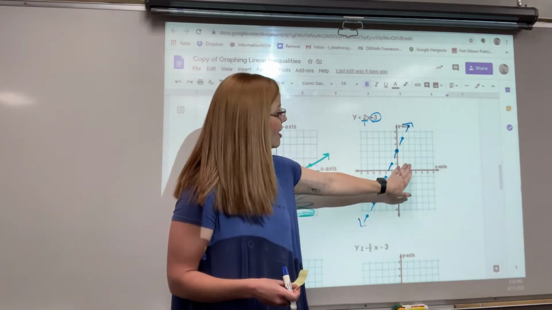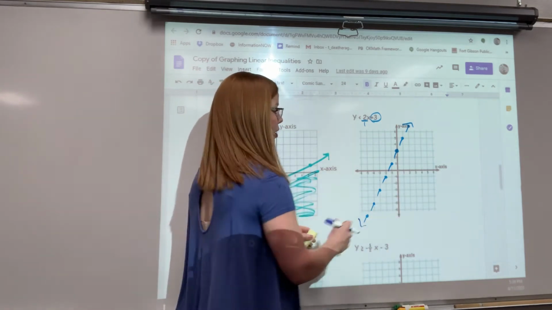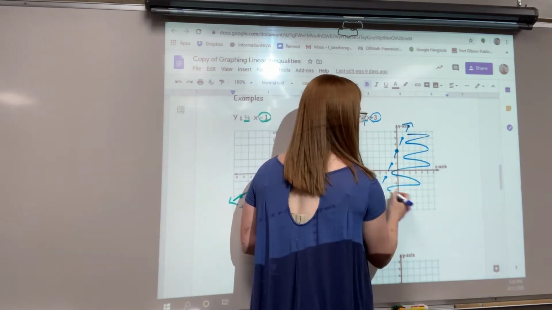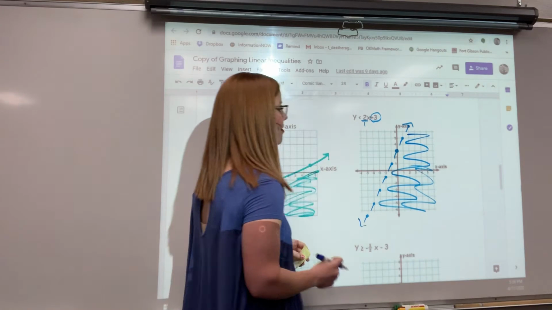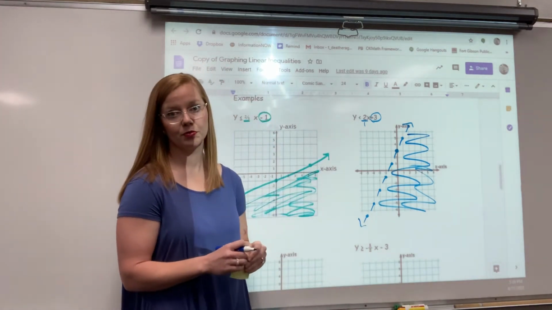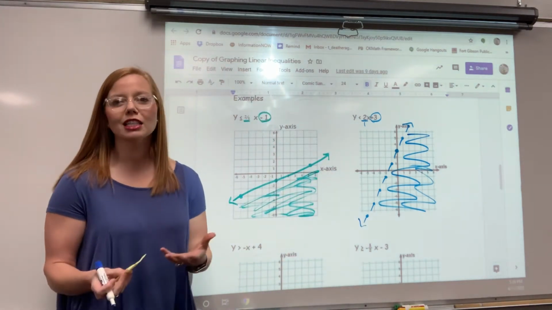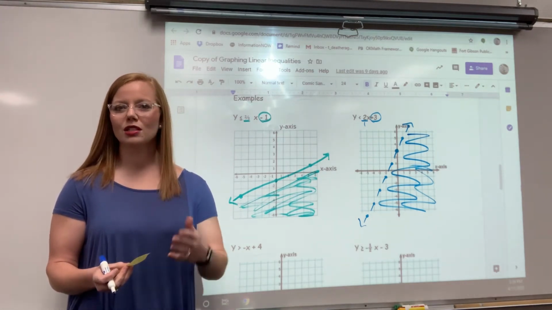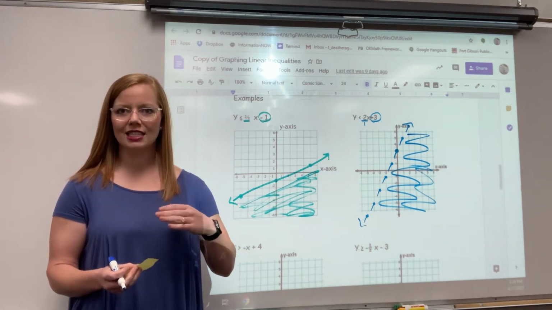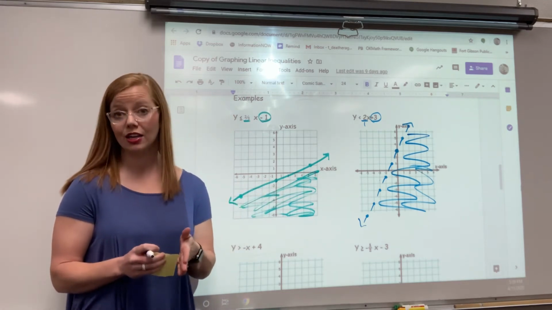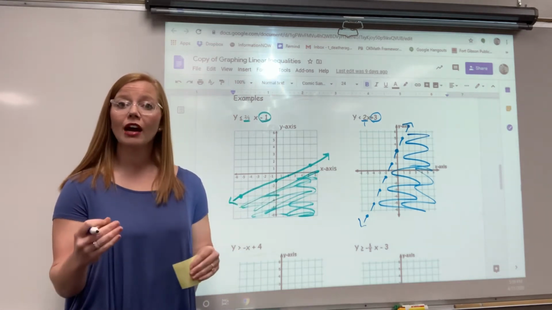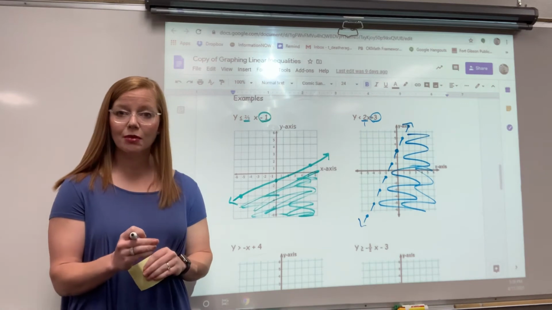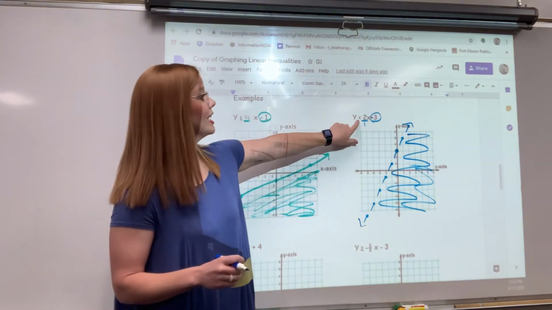Notice how that's everything below this line. So that means all of this side of the line would be shaded. A lot of times you'll hear above the line, below the line. That gets really difficult the more steep that line is. That's why I always take it back to the y-intercept. So after you graph your line, go back to the y-intercept and pick what it's telling you to do.